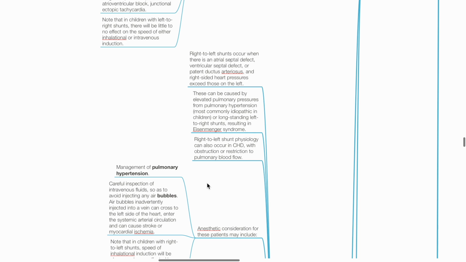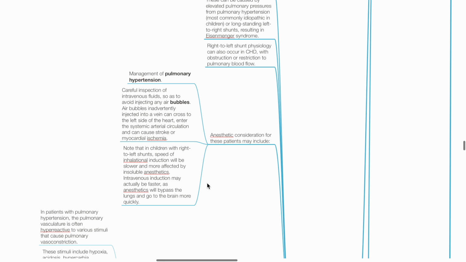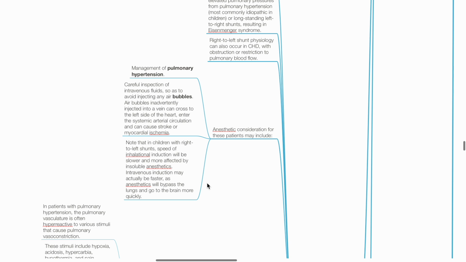Anesthetic considerations may include management of pulmonary hypertension and bubble precautions to avoid paradoxical emboli, which can lead to stroke or myocardial ischemia. In children with right to left shunts, speed of inhalational induction will be slower and is more affected by insoluble anesthetics. IV induction may be faster as the anesthetic agents bypass the lungs to reach the brain.